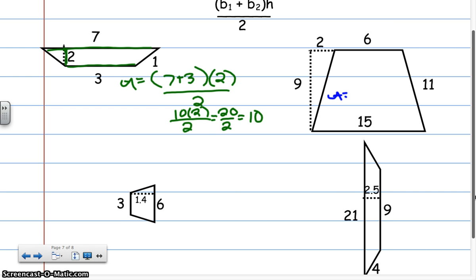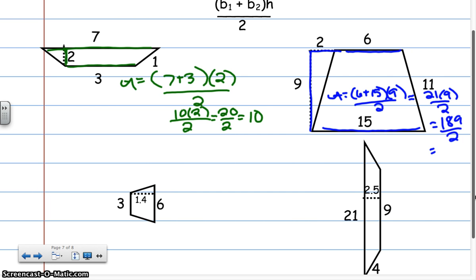My area here is going to be base 1 plus base 2, so 6 plus 15, times my height. What's my height? 9. Nice, 9, because 9 is perpendicular to the base. All over 2, which is 21 times 9 over 2. 189. Did you divide it by 2? Not yet. Okay, so 21 times 9 is 189 over 2, say that again? 94.5. 94.5 units squared, area squared.